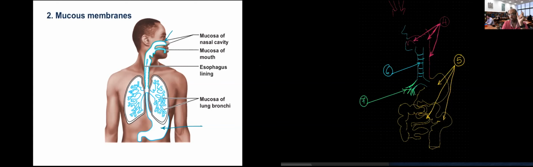Remember, how many types of stratified squamous do we have? We have either keratinized or non-keratinized. So which one was it here? Non-keratinized stratified squamous epithelium. This is going to be the answer for number four.